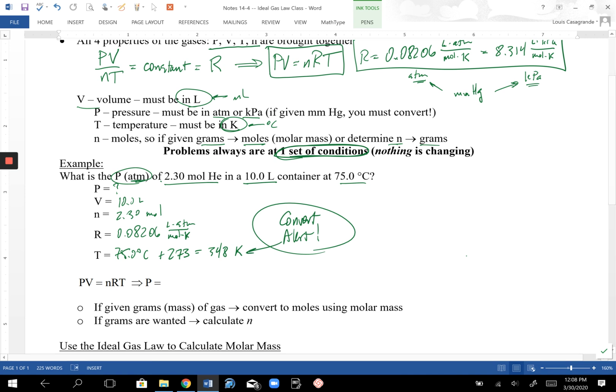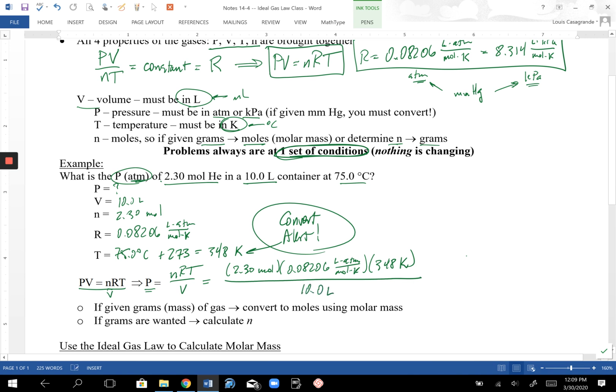Now that we have our 3 properties plus the R value that we want, we're going to rearrange PV equals nRT to solve for P. So we're dividing both sides through by V, and we get that P is equal to n times R times T divided by V. Now we plug the numbers in. n is 2.30 moles. R is 0.08206 liters atmospheres divided by moles times Kelvin. The temperature was 348 Kelvin, and all that divided by 10.0 liters.